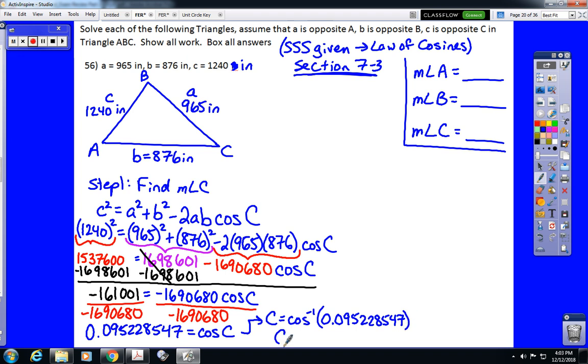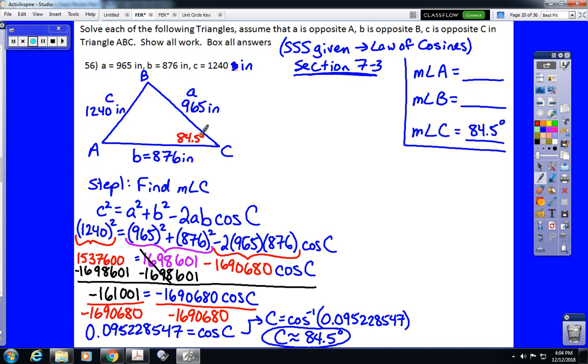So feed that to the calculator. And we're going to round to 3 significant figures because that's what the problem calls for. We get 84.5 degrees for the measure of angle C. So the measure of angle C is 84.5 degrees. We'll go ahead and write that on the picture as well, 84.5 degrees.